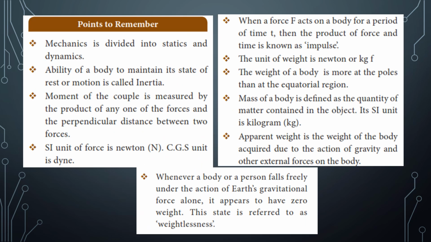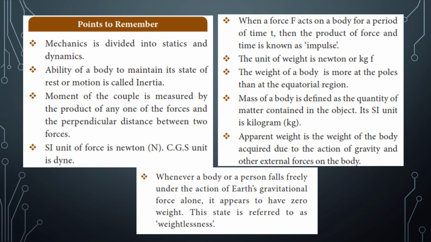Points to remember. Mechanics is divided into statics and dynamics. Ability of a body to maintain its state of rest or motion is called inertia. Moment of the couple is measured by the product of any one of the forces and the perpendicular distance between the two forces. SI unit of force is Newton and CGS unit is Dyne. When force F acts on a body for a period of time t, then the product of force and time is known as impulse.